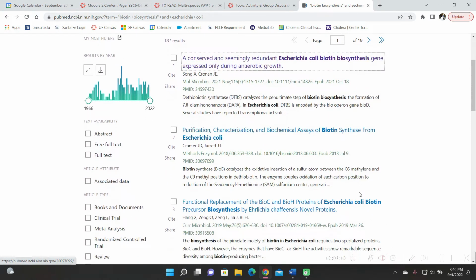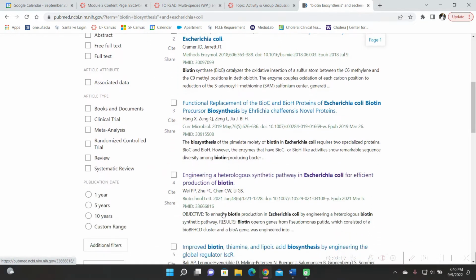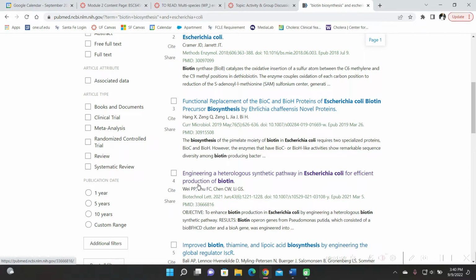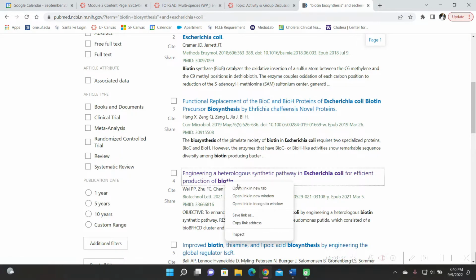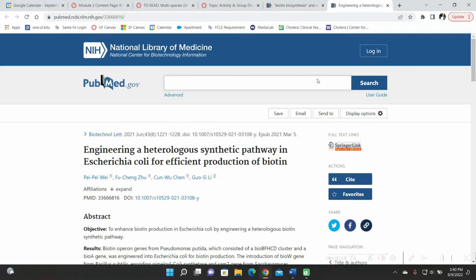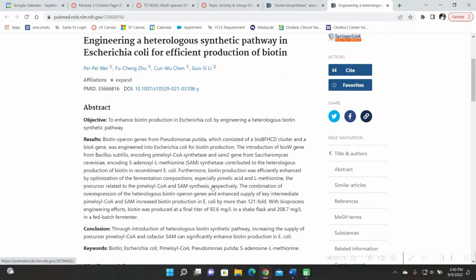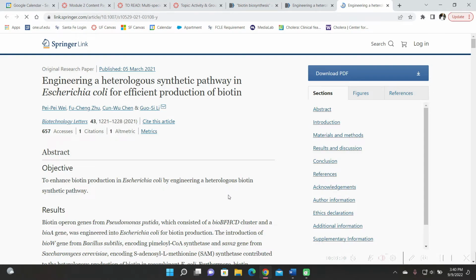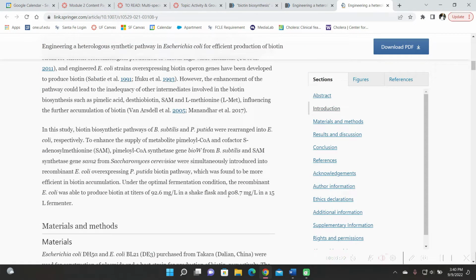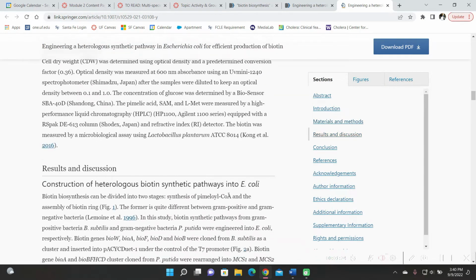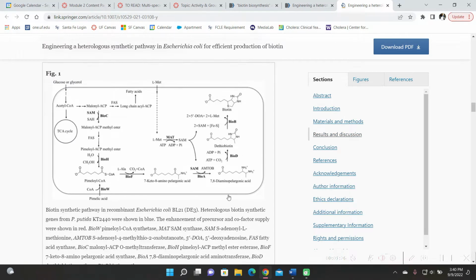Then I looked for another paper that specifically talked about biotin synthesis and nothing about precursors or anything else. I clicked on this second paper and opened the full text link. Then I scrolled through until I found a pathway or a specific map of all of the genes. Thankfully, my second paper did happen to have a map, and it gave all of the genes you needed.